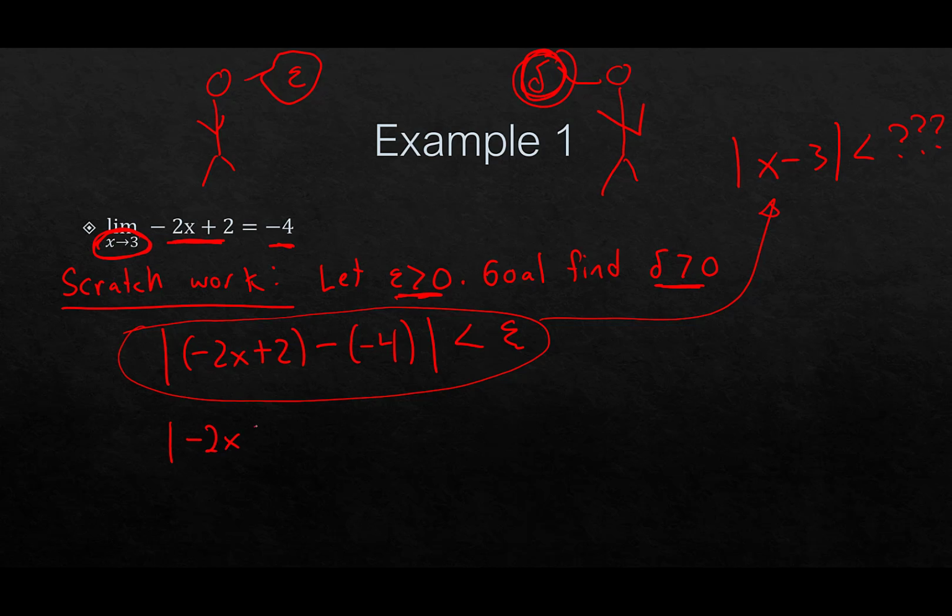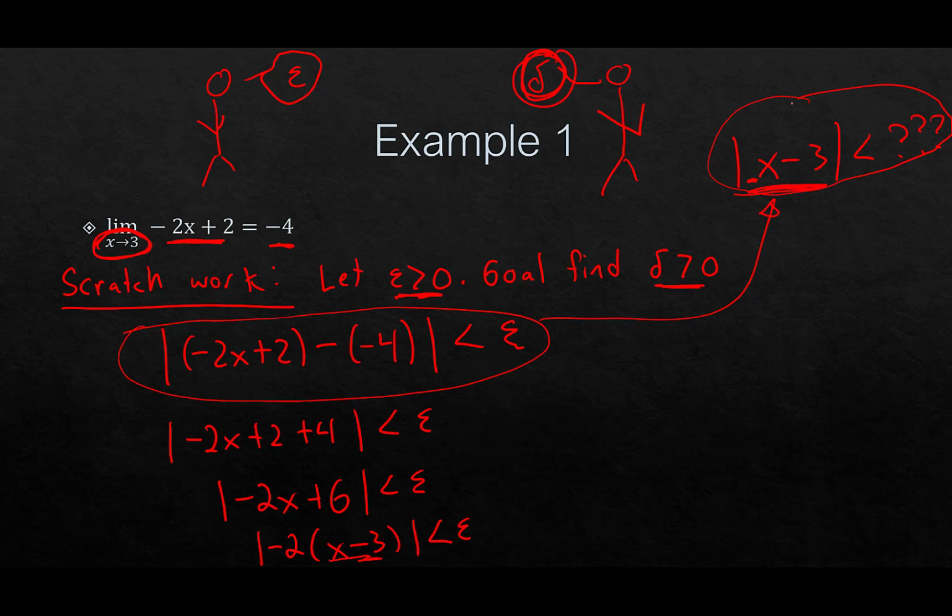So we'll have minus 2x plus 2 plus 4 is less than epsilon. Let's add the 2 and the 4. It's less than epsilon. And now what we're going to do, we're sort of close to this, but we don't have a negative 2 in front of that x. Let's go ahead and factor out negative 2. And now once we do that, we should be a little bit happy because notice there's our x minus 3, which is sort of our end game, right? That's our goal. Well, not really our end game, but it's our goal for this part.